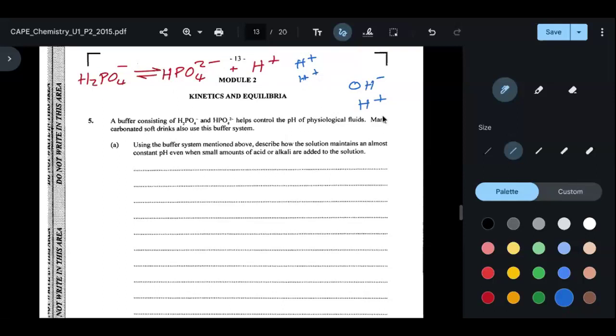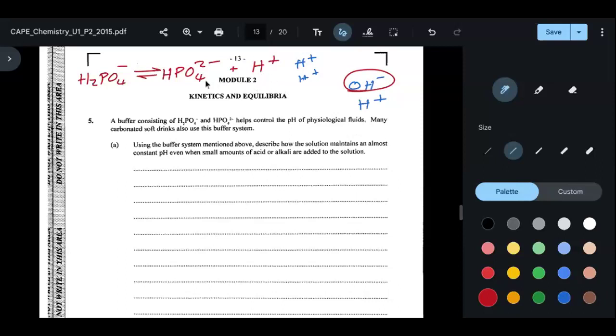And then what would happen if you add OH minus ions to the buffer? How do you get rid of the OH minus ions? You would have them bond with H plus and form water. All right. For me personally, there was an answer booklet. The answer they give is to bond with H plus.